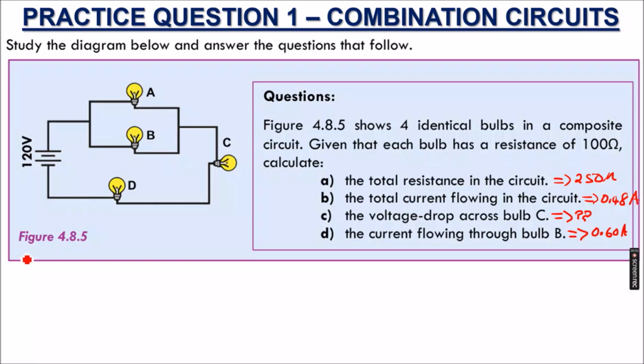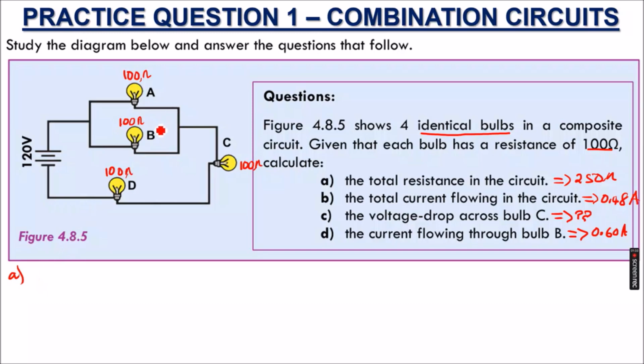Fig 4.8.5 shows four identical bulbs. There's important information here in a composite circuit. Given that each bulb has a resistance of 100 ohms, so we are aware that this is 100 ohms, this is 100 ohms, this is 100 ohms, this is 100 ohms. Calculate item A, the total resistance in the circuit.